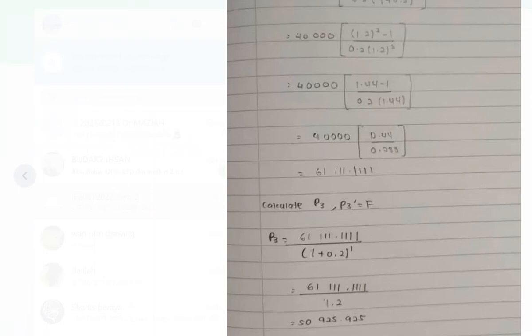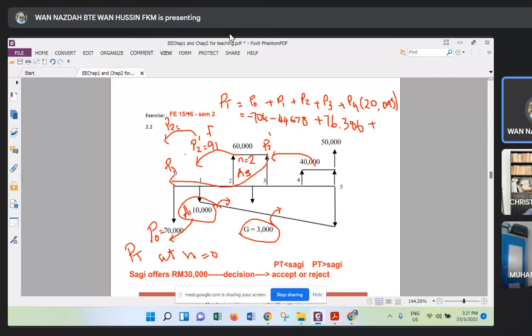Doktor, n dia ambil 4? Untuk P3 prime, n dia 1, 4, 5. Sorry, 2. Untuk P3 prime, n dia 2. 4, 5. 2 lah. Angkat tangan awak. 4, satu jari. 5, satu jari. 2. Okay.